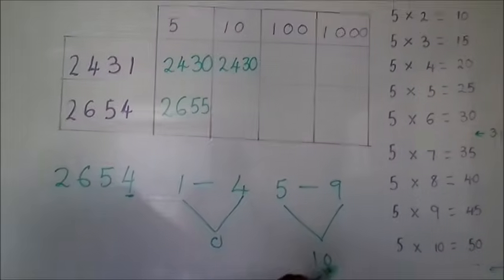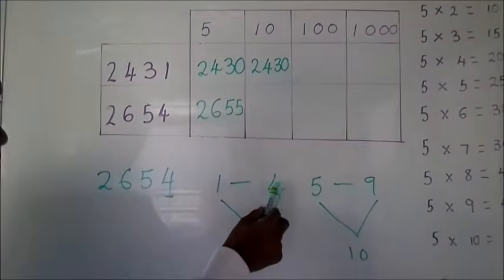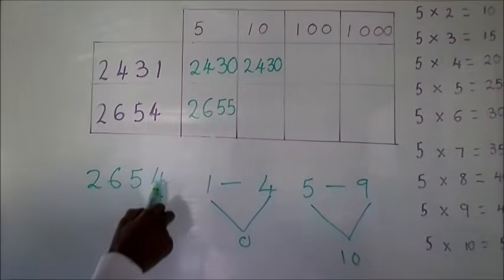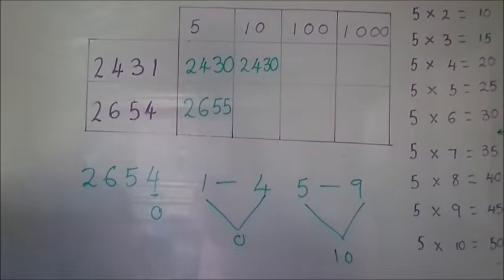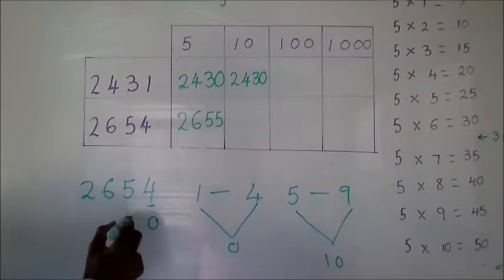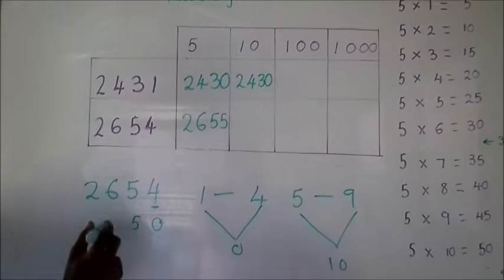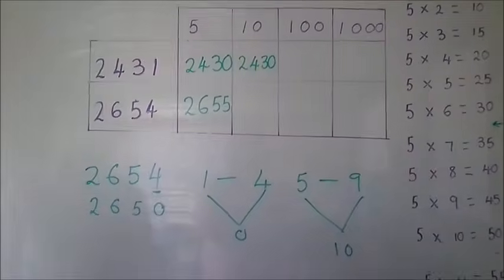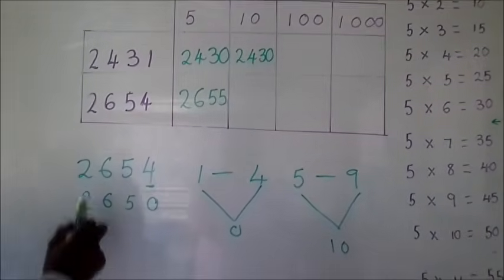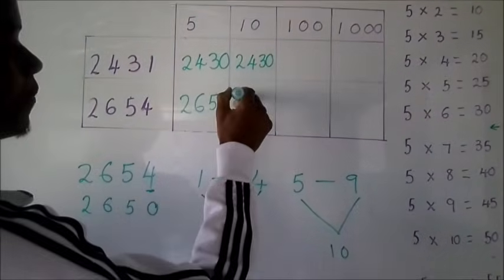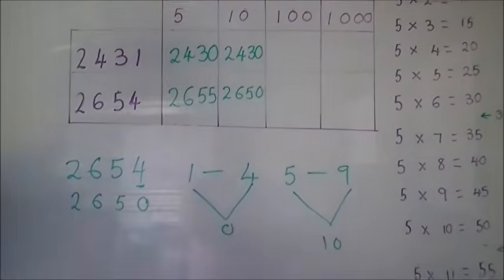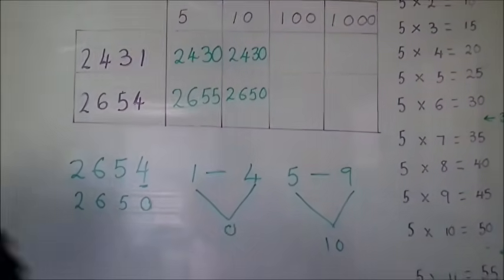Is 4 nearer to 10 or is it nearer to 0? 4 is nearer to 0. So the number that you underline always becomes 0. 5 remains 5, 6 remains 6 and 2 remains 2. So 2654 to the nearest 10 is 2650.